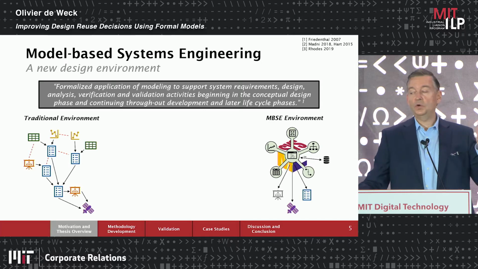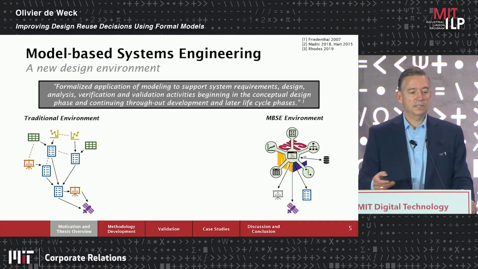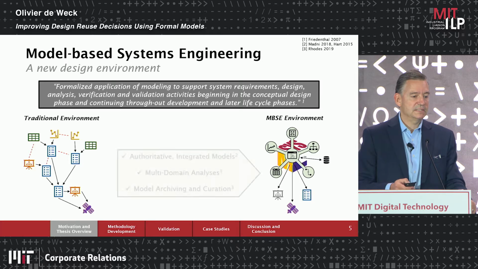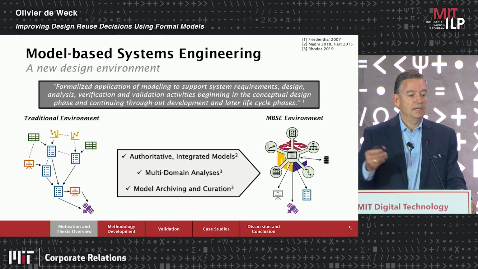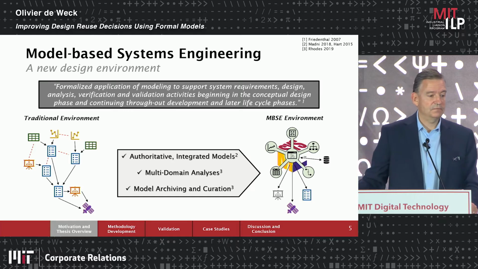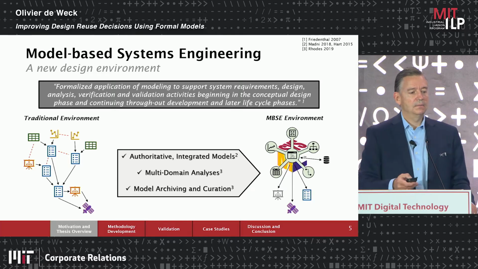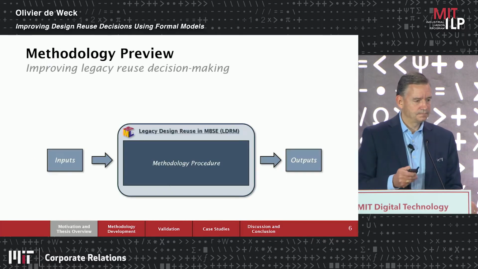And I think we've turned the corner. I think 5 or 10 years ago, 80% were doing traditional engineering, and I think today we're really seeing a lot more model-based system engineering. And the other thing it allows you to do is digital twins, which I'm sure came up at this conference. So authoritative integrated models, multi-domain analysis, and model archiving and curation.